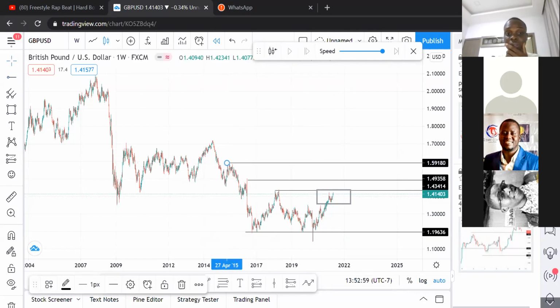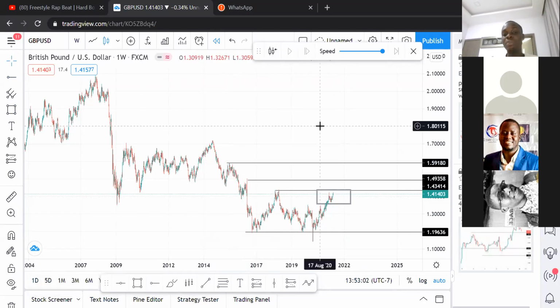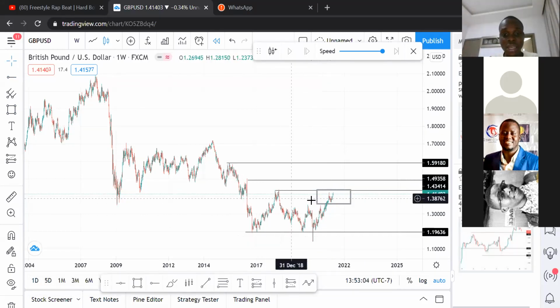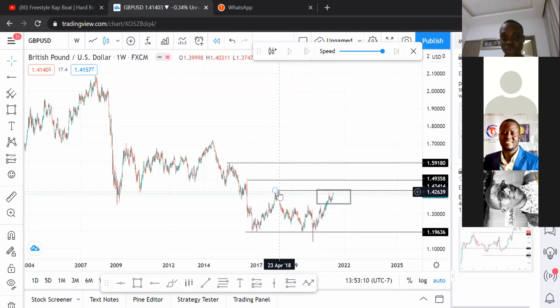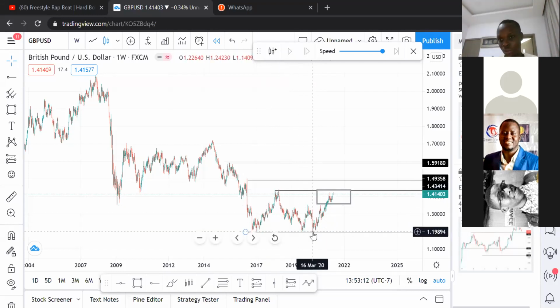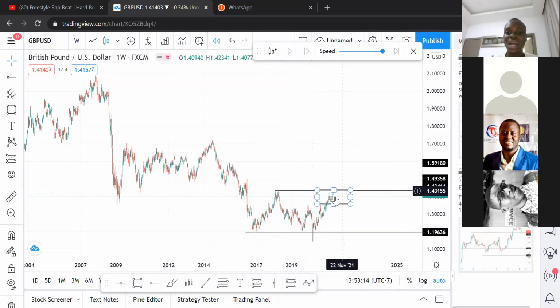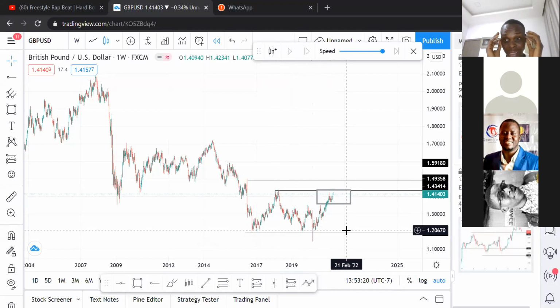I'll be targeting another resistance there. Then what about if the market rejects? If the market rejects, now I'll go back to the history, what happened in the past. Now, check out this past here. When the market rejected at its past, the market went all the way down. So if the market should reject at this point again, I will be expecting the market to go all the way down. Are you getting what I'm trying to say?